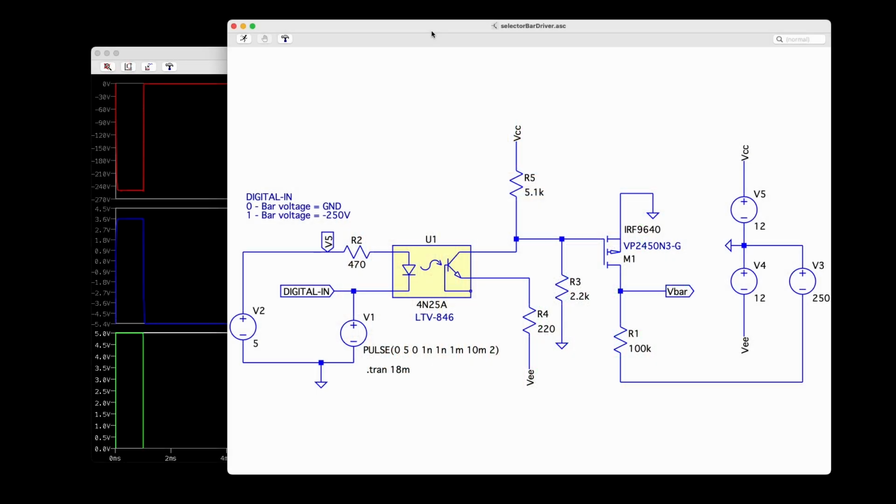So I'd like to go over the selector bar driver. The purpose of this circuit is to drive my selector bar between 0 and minus 250 volts, controlled with a digital input. I basically have a simple MOSFET switch going on here. This is a high voltage MOSFET. I'm using a VP2450 for this, although for the simulation I'm using a different transistor. Whenever I have a digital in of a low or a 0, the bar voltage will end up being near ground. Digital high going into this, the bar voltage will be at minus 250 volts. I did choose to optically isolate the digital side from the high voltage side, although it turns out I didn't really need to do that, but this was useful anyway.